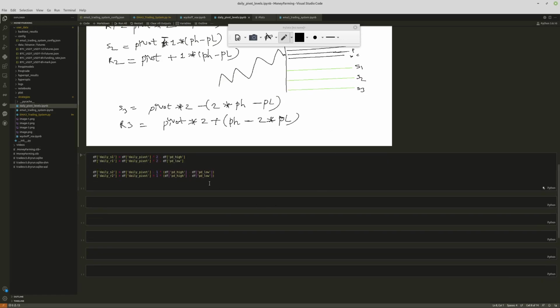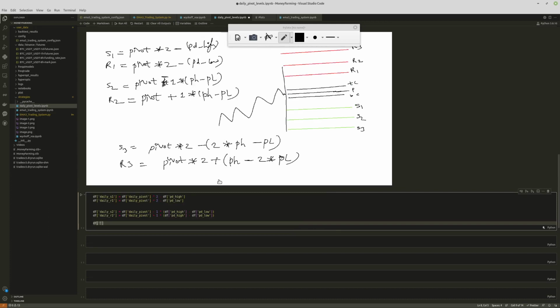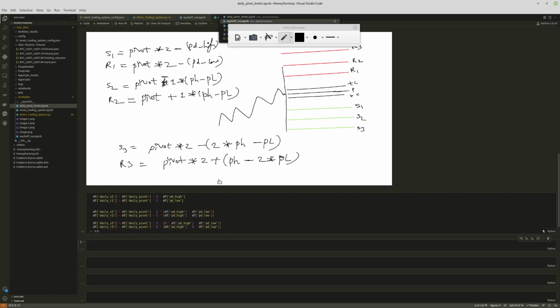Okay, so let's go ahead and calculate the R3 S3. So it is going to be df daily pivot times 2 minus 2 times previous day high minus previous day low, and daily R3 is going to be df daily pivot times 2 plus previous day high minus 2 times previous day low. So we got that, and let's print it.